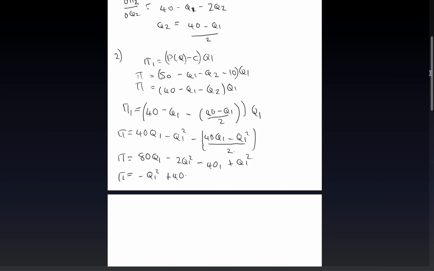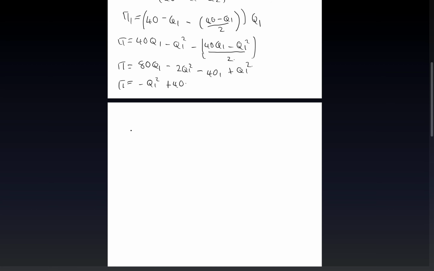And now we can differentiate to work out the optimum profit with respect to Q1. So we know that negative 2Q1 plus 40 equals 0, or just 2Q1 equals 40. Sorry. So Q1 therefore equals 20. We know the quantity at which they'll set it.